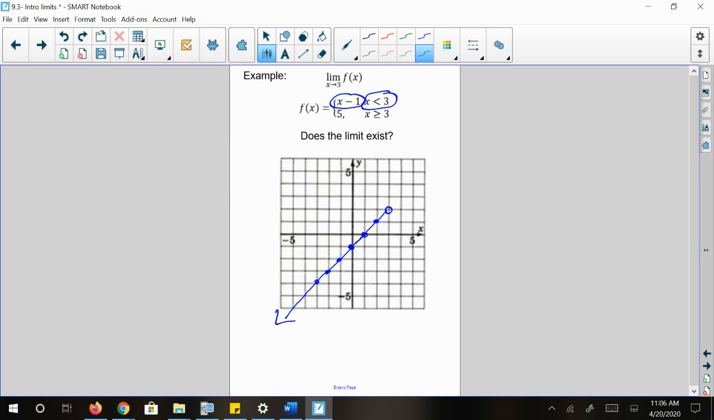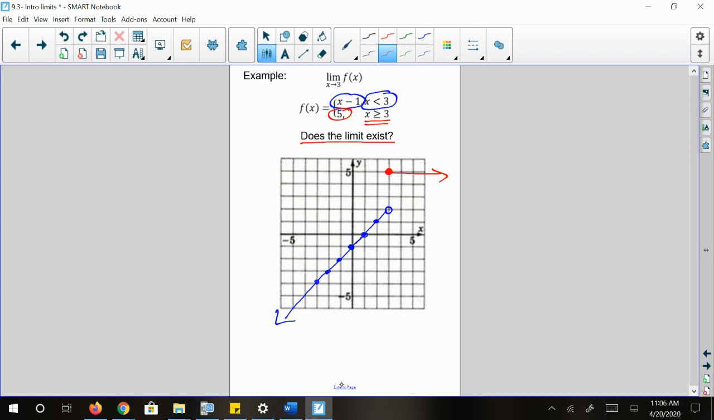Okay, now from here, the rest of this function says that for all x values that are greater than or equal to 3, y is equal to 5. So I have another horizontal line here starting at x value of 3, y is 5. Okay, so y will equal 5 for all x values larger than 3. Okay, so there's a graph of this piecewise function.